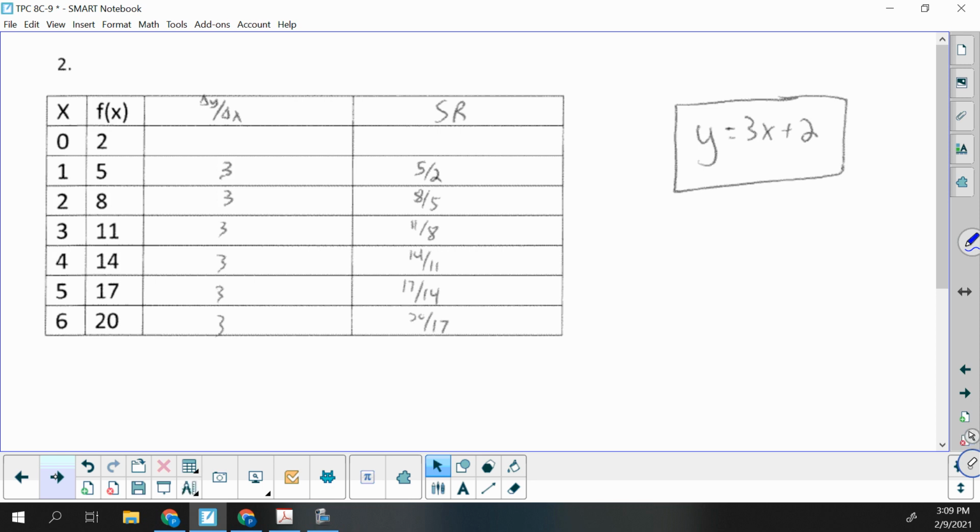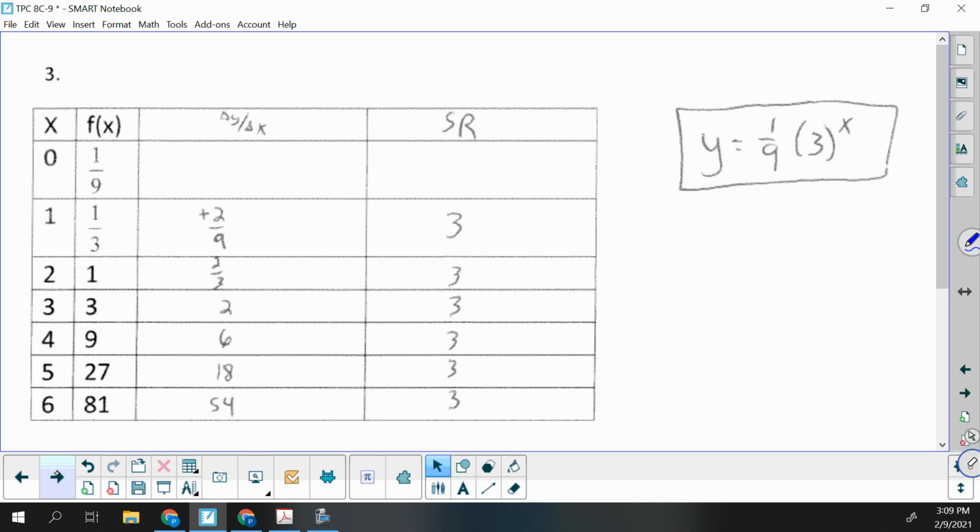The next one, our slopes were all 3. Our successive ratios, you can see what they are there and compare them to what you have. So because the slope was 3, that's why 3 is in front of our x. At x equals 0, we had 2, so that's why we have a plus 2 afterwards.